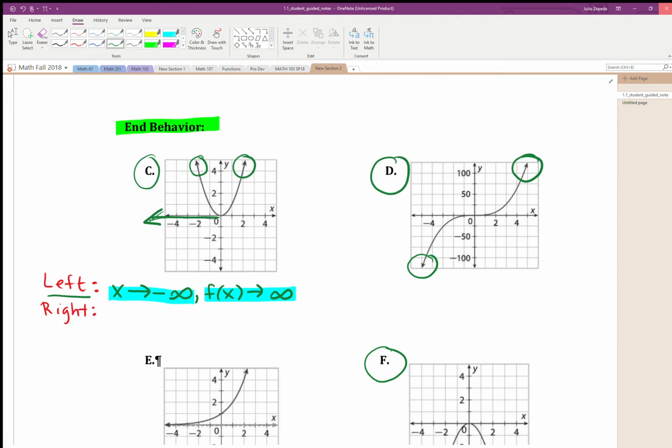Okay, then we need to describe the right. So to describe the right, now we're going right on the x-axis. So now x is going to positive infinity. And we can see as we go to the right-hand side that right endpoint is also going up to infinity. So we would say that our function, f of x, is going to positive infinity. And that's your notation for the end behavior. Again, what it means is, as we move right on the graph, it's going to go up to positive infinity.